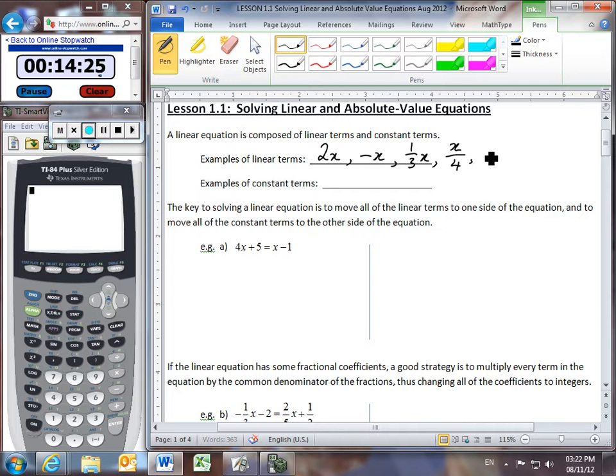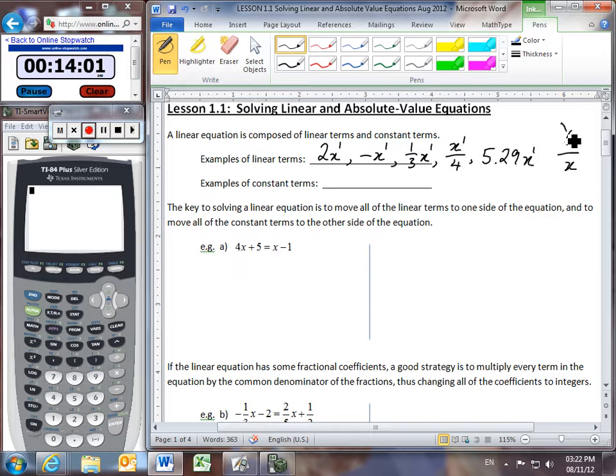Or of course some kind of decimal value, 5.29x, and so on. Something that is not a linear term would be like 6 over x, because of course that's an x to the power of -1, and we need it always to be equivalent to an x to the power of +1 for it to count as a linear term.